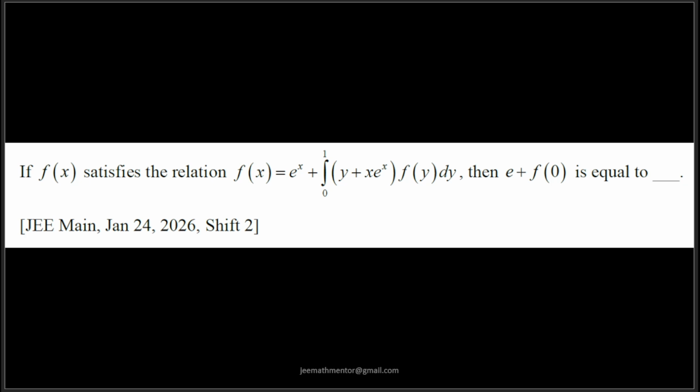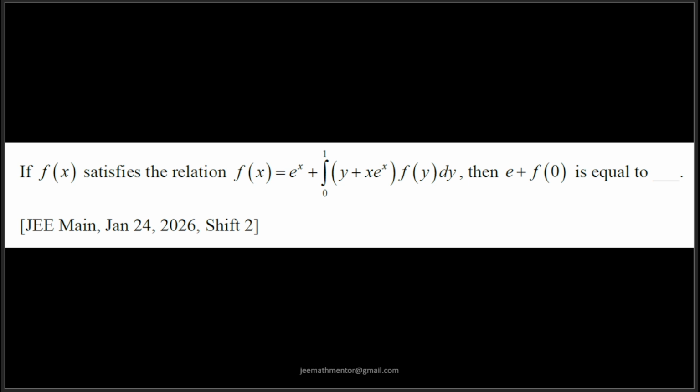This question is from the second shift of 24th January 2026 JEE Main paper. If f(x) is given to be e to the power x plus the integration from 0 to 1 of (y plus x e to the power x) times f(y) dy, then what is e plus f(0)?